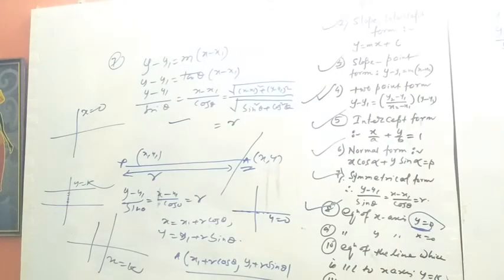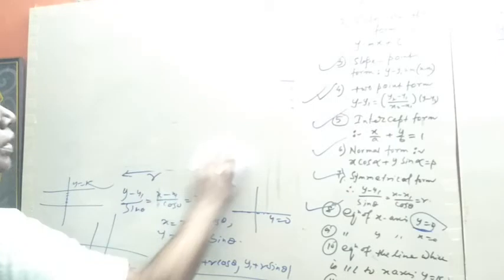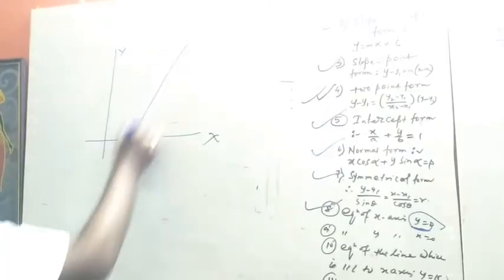So now another point we have to discuss, that is the angle between two lines. Okay, x-axis and y-axis. Angle between two lines. This is the line and this is the line.